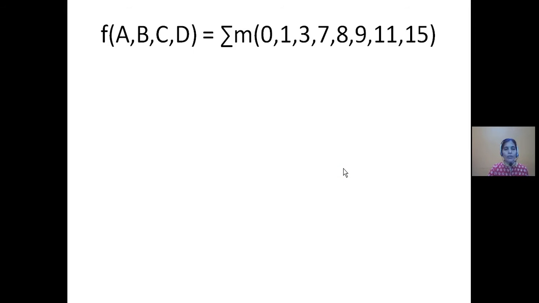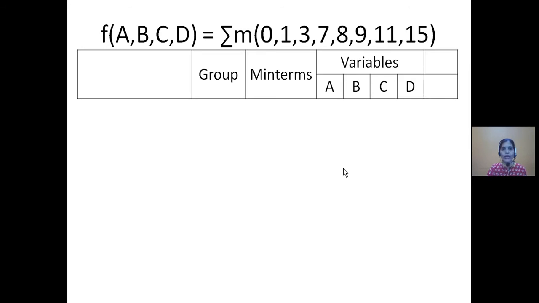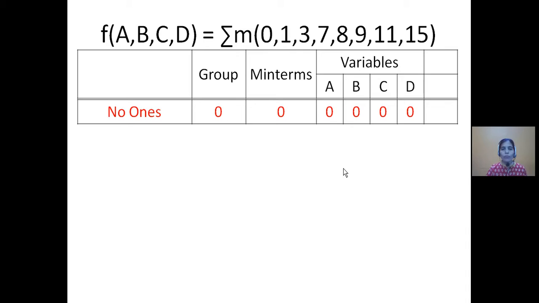So let's take an example of a function which consists of 4 variables, and it is a summation of min terms which are shown: 0, 1, 3, 7, 8, 9, 11, and 15. So the procedure starts with the step of forming groups of min terms. So the first group would consist of those min terms where there are no ones. So let's take the min term which is 0, and if we represent it in the binary form, which is 0, 0, 0, 0, it has no 1 in any of these variables. So let's form the group 0 consisting of the min term which is 0.